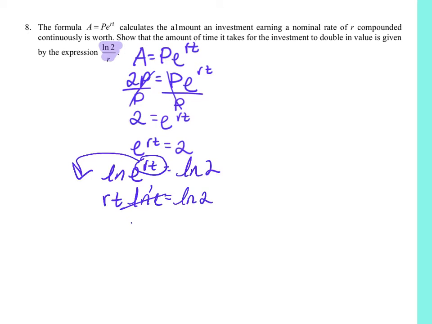And let me just rewrite that so it's a little neater so you can really see what's going on. And if I'm solving for t, I need to get rid of that r. So I end up with the natural log of 2 over r, which is exactly what they got. So you just proved that that is correct.